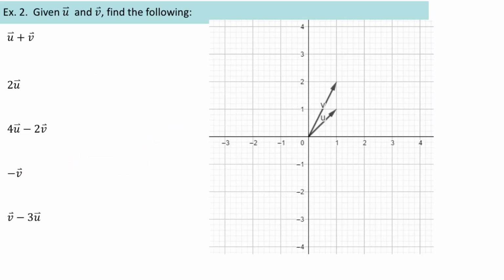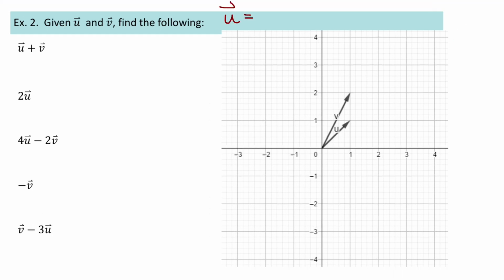So here we're going to take two vectors, vector U and vector V, and we're going to perform several operations using those two vectors. So first, I'm going to look at the components of vector U. I'll put it up here. So U is 1 in the X, comma, 1 in the Y, and then V is 1 in the X, 2 in the Y.